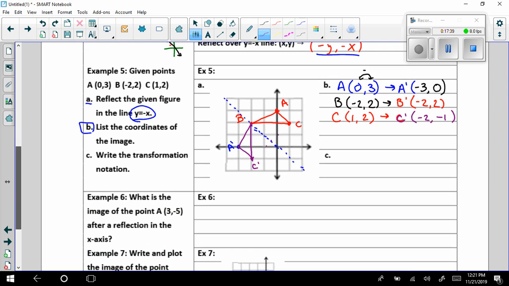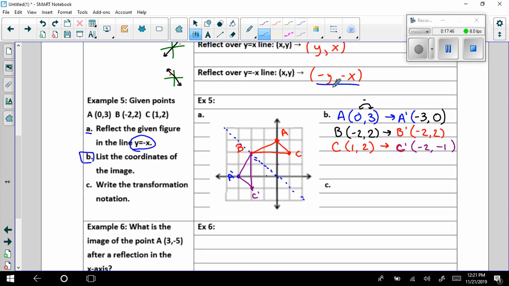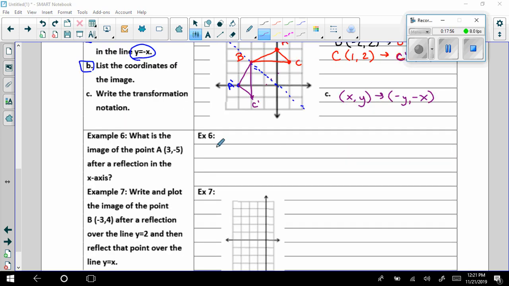Okay. So transformation notation, what is happening every single time you're flipping across that line? Well, xy is becoming negative y, negative x. Okay, so again, you don't have to use a graph every single time if you know the rules.